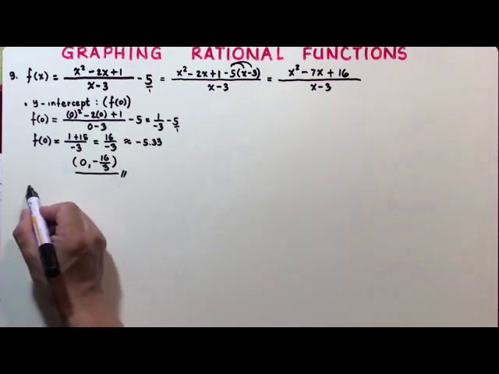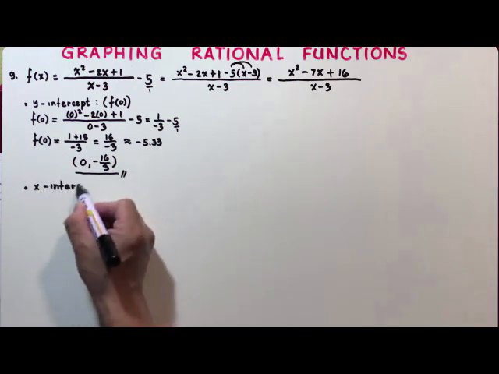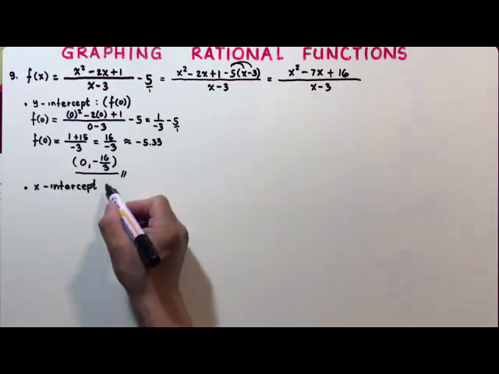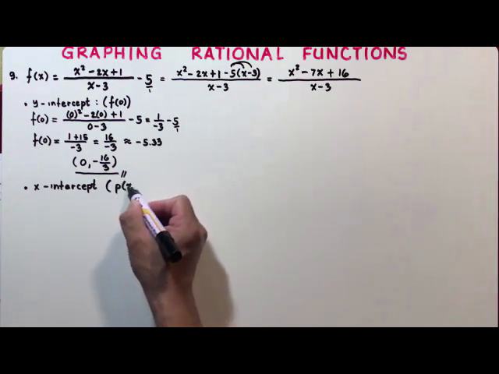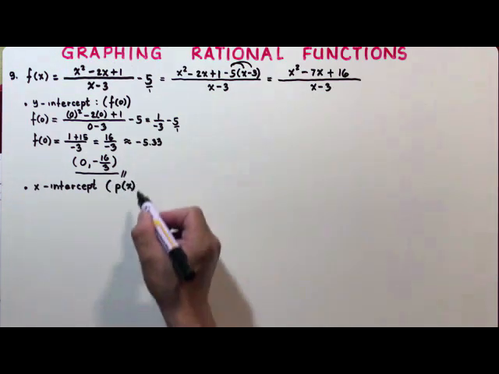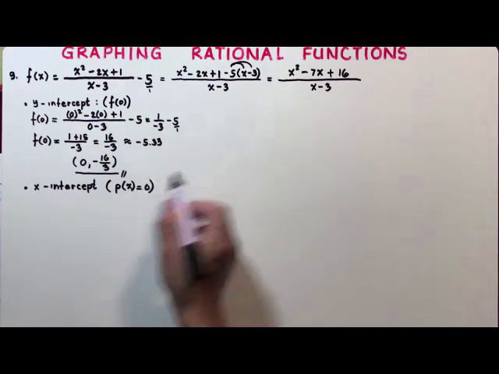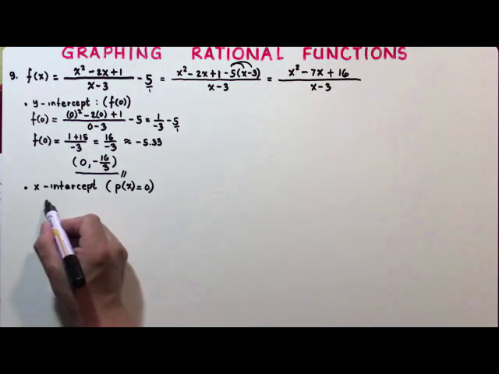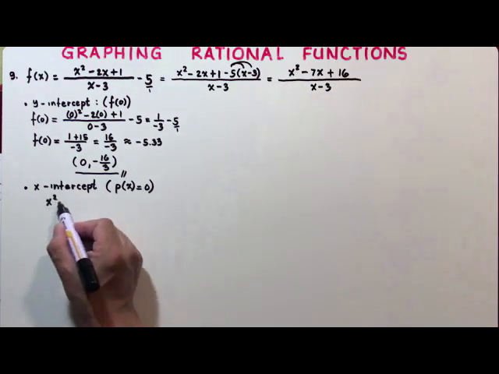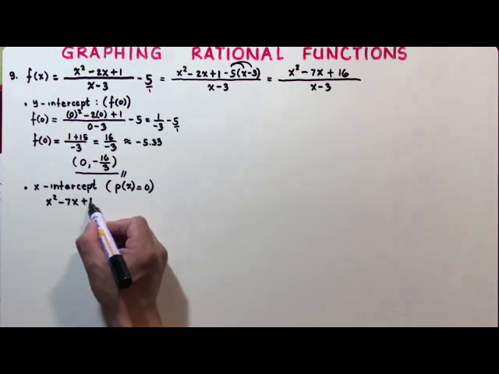Now let's proceed to our x-intercept here. To find the x-intercept, we set our numerator, our polynomial in the numerator, to 0. And using this reduced form, we have x squared minus 7x plus 16.